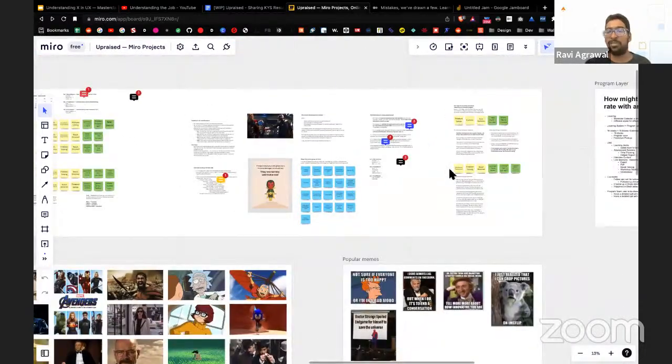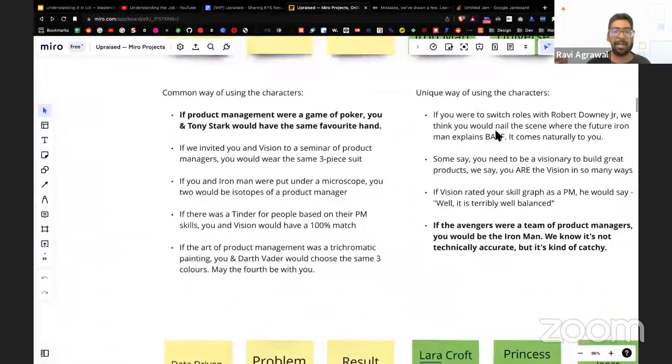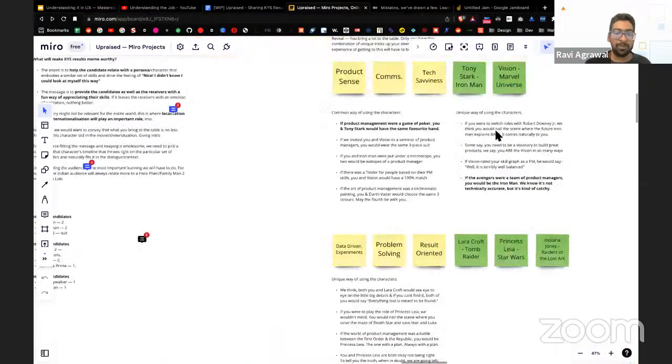So to do this, there were a lot of other ideas that we had come across, that, hey, if product management were a game of poker, you and Tony Stark would have the same favorite hand. If you and Iron Man were put together under a microscope, you would be isotopes of a product manager, blah, blah, blah. All of these random ideas. I mean, this is work in progress.